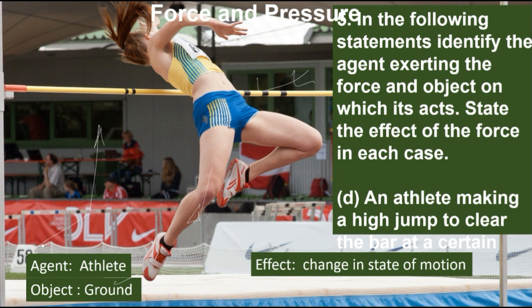So what happens? Change in state of motion, change in direction, change in speed. Altogether we can say change in state of motion. The effect is change in state of motion, or you can even say change in direction, because the athlete moves straight and then takes a vertical jump, isn't it? Change in direction again means a change in state of motion, right? So this is the answer for it.